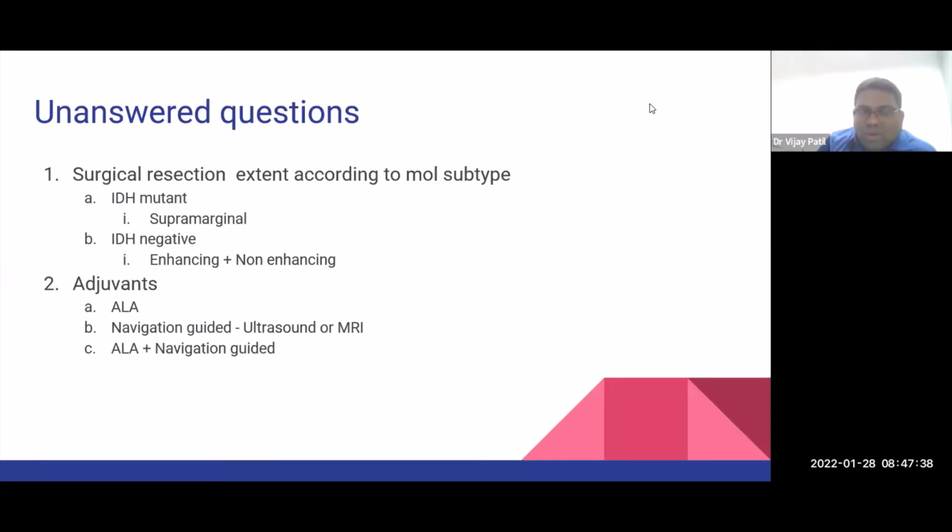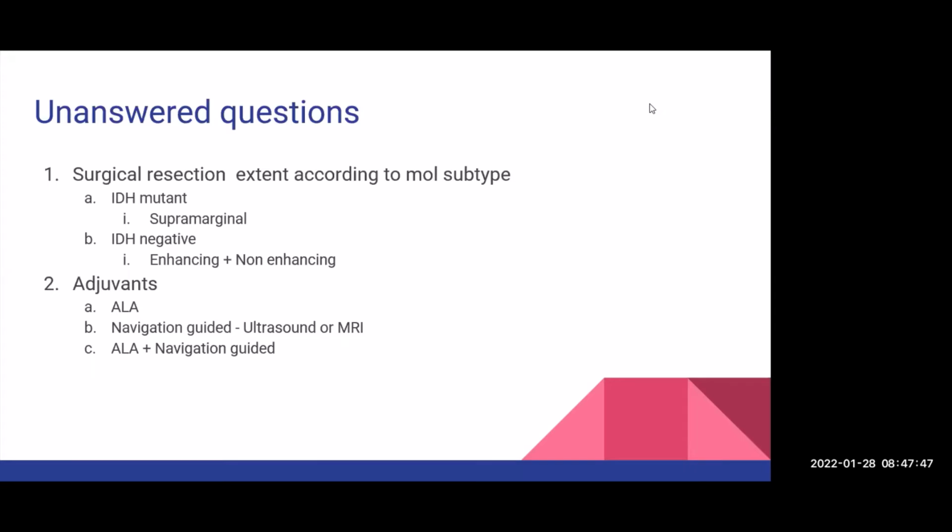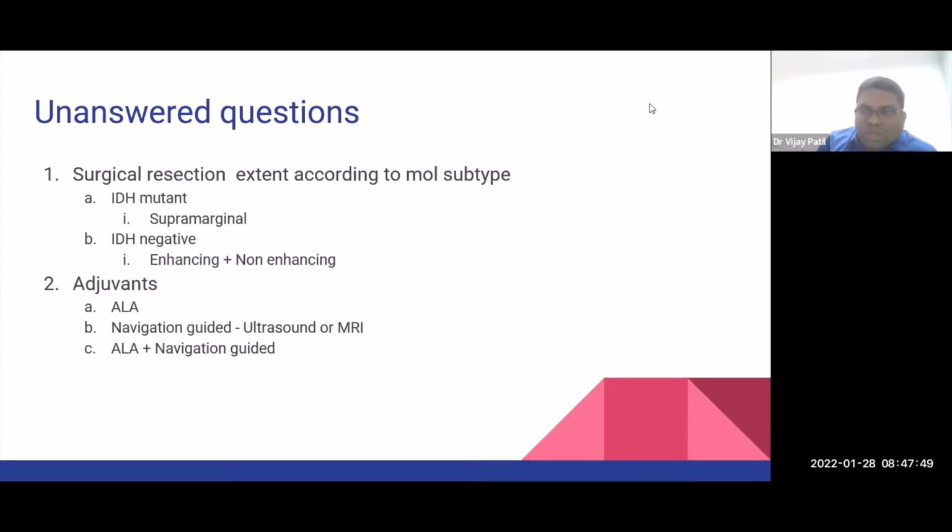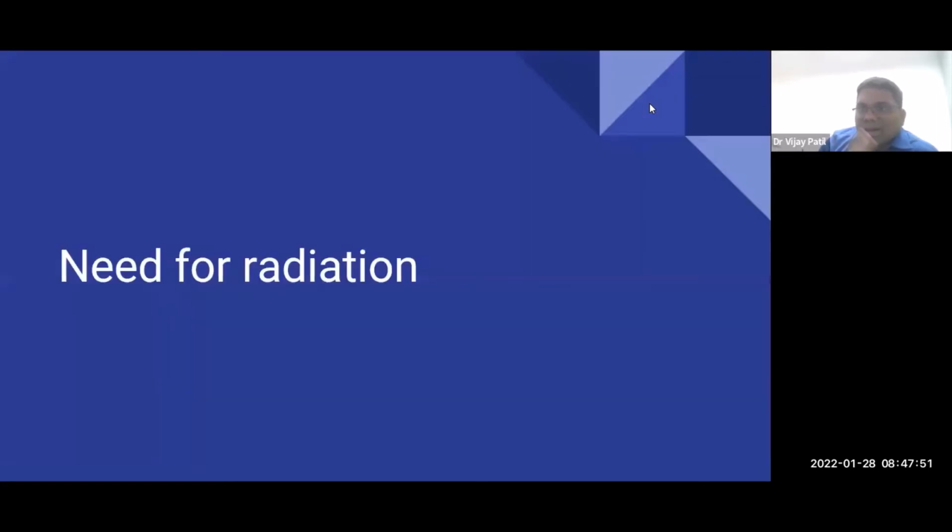In GBM, we use a lot of navigator help, like ultrasound, MRI, giving aminolevulinic acid. These adjuvants do help in low-grade glioma also to do completion of surgery. However, the data gets extrapolated from GBM, but these things are important.